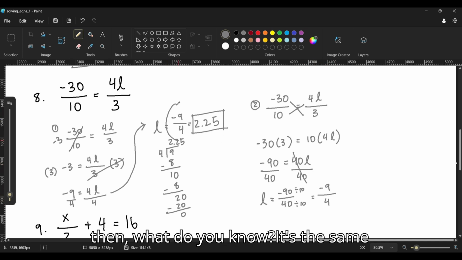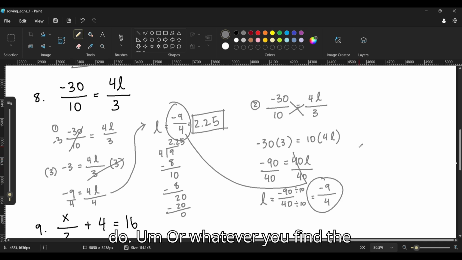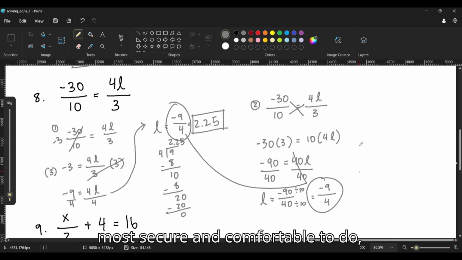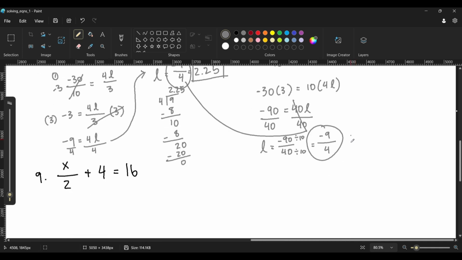And then, what do you know? It's the same thing. So again, multiple pathways. Whatever you find faster, I would say do. Or whatever you find the most secure and comfortable to do, choose that pathway on the test.